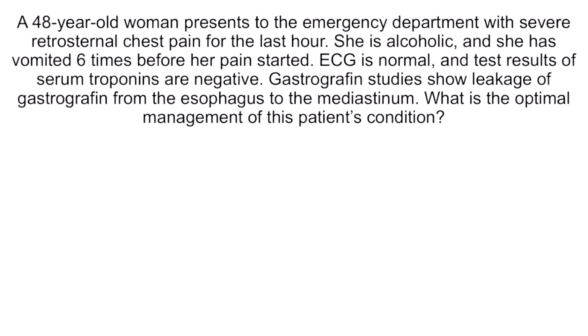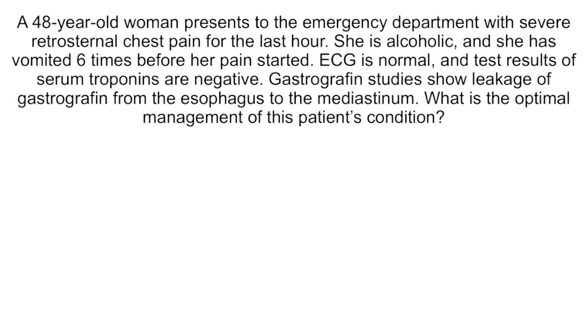A 48-year-old woman presents to the emergency department with severe retrosternal chest pain for the last hour. She's alcoholic and she has vomited 6 times before her pain started. ECG is normal and test results of serum troponins are negative. Gastrographin studies show leakage of gastrographin from the esophagus to the mediastinum. What is the optimal management of this patient's condition?